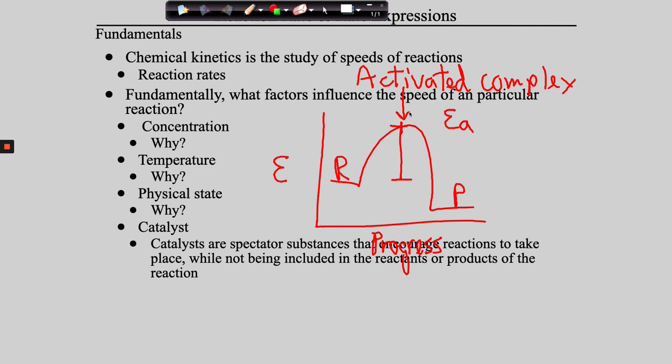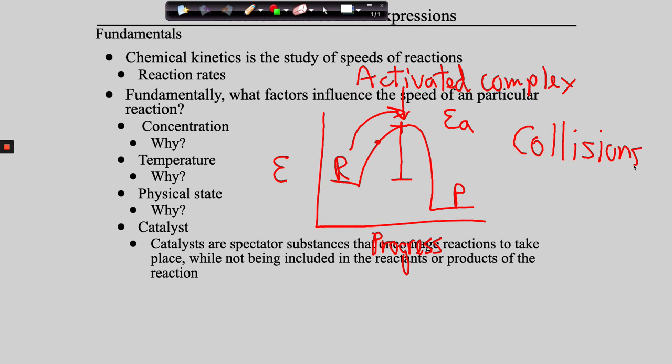But guys, what happens if a collision occurs and it doesn't make it to the top of the hump? It's as if nothing happened. They don't turn into products, and the more that happens, the slower the reaction goes. So, saying it in the positive, and guys, this is all about collisions. The more collisions that are effective getting over the hump, the faster the reaction goes.